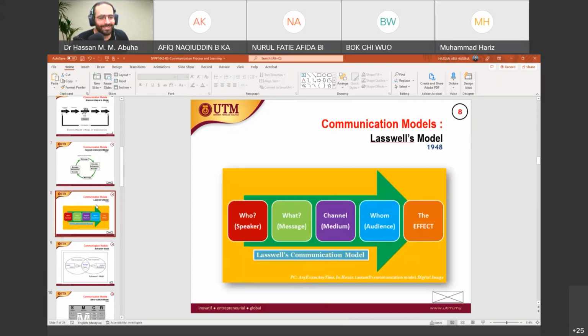All right. Now, the next one, as you can see, guys, it's actually all the same. All the models have the same factors, but with different names, different terms. Now, for Laswell's model, he claimed that there are 5 variables for any communication process: who, what, channel, whom, and the effect. Who can tell me what is the effect? The feedback. Yes, exactly. The feedback.